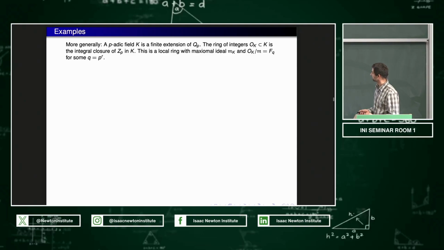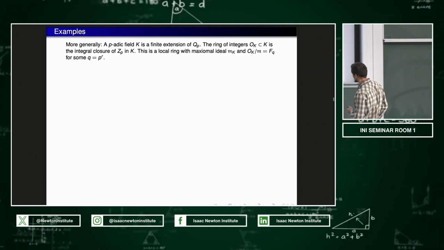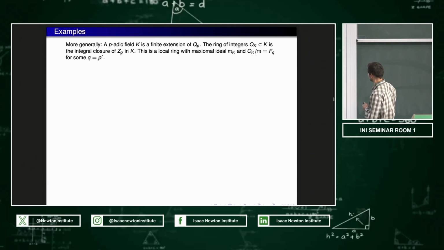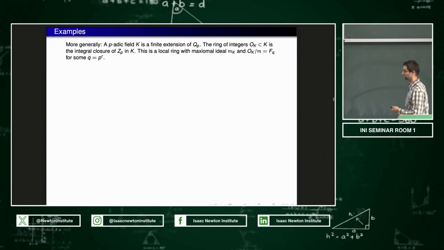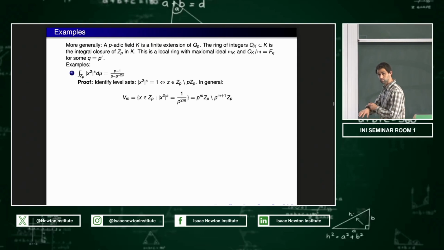And I would like to show you a very short, very simple example. More generally, we can also work with the finite extensions of this p-adic field, and in that case, we can take the ring of integers, which is the integral closure of Zp, and it's again a local ring with residue field equal to Fq, where q is some power of p. So here's an example of how to perform such an integration.